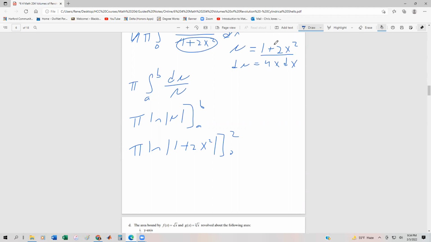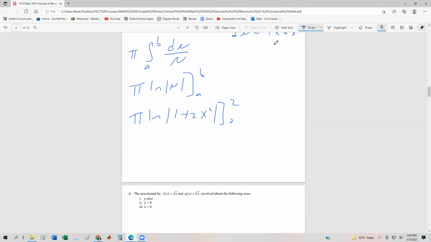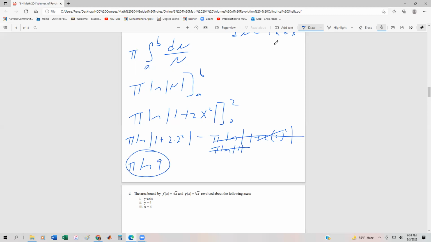And then if we substitute 2 and 0 back in, again, 0 does not wipe it out yet. So we get pi ln of 1 plus 2 times 2 squared, minus pi ln of the absolute value of 1 plus 2 times 0 squared. Some good news: 2 times 0 squared is 0, and so we have pi ln of 1. And ln of 1 is 0, so that whole term wipes out. In the parentheses here, we get 2 times 4, which is 8, and 8 plus 1 is 9. So we end up with pi ln of 9, and that's going to be our volume of revolution for this one.